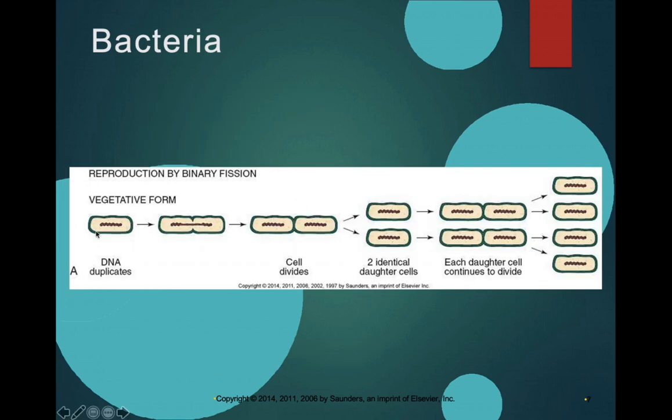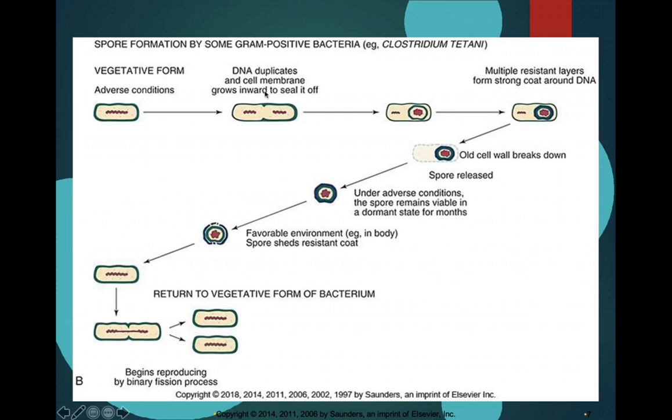You can see what's happening here. You have this vegetative form here. You can see the DNA is duplicating. Then you could see it kind of pinches off here and the cell divides, and then they have these two identical daughter cells, and then each of those daughter cells continues to divide and multiply as well. That's called binary fission.